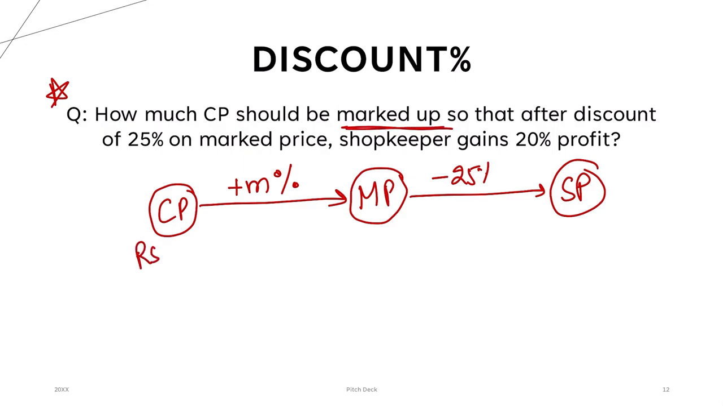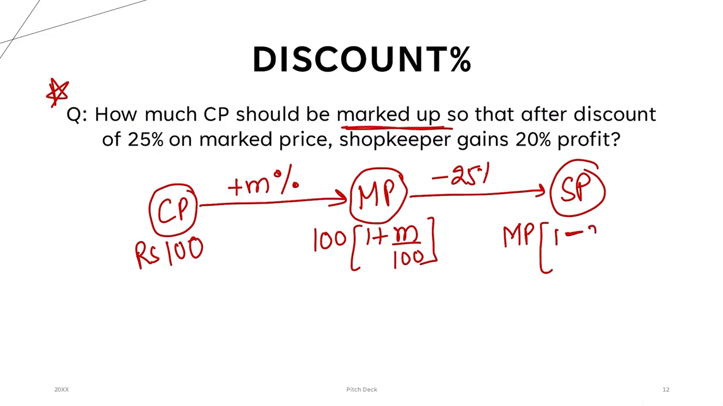So let's say the cost price, whatever it costs him, is 100. Marked price is 100 times 1 plus M by 100. Right? Now, minus 25%. Sorry, minus 25% means marked price times 1 minus 25 by 100. I hope this is clear. What is the marked price? The marked price is 100 times 1 plus M by 100. And now, this is the selling price. I hope this is clear. Selling price is this thing.